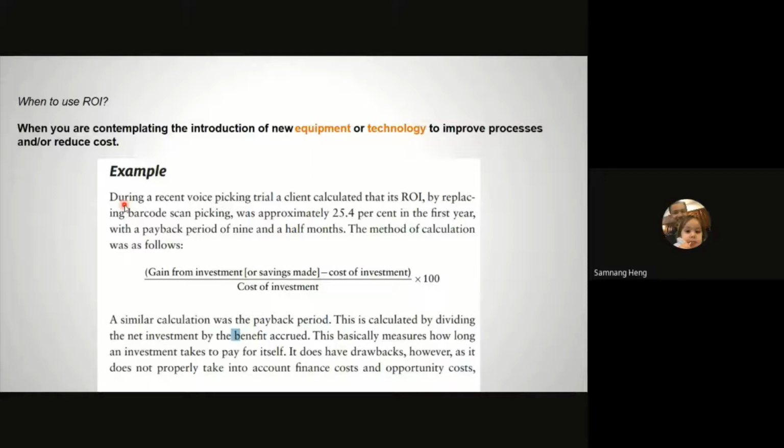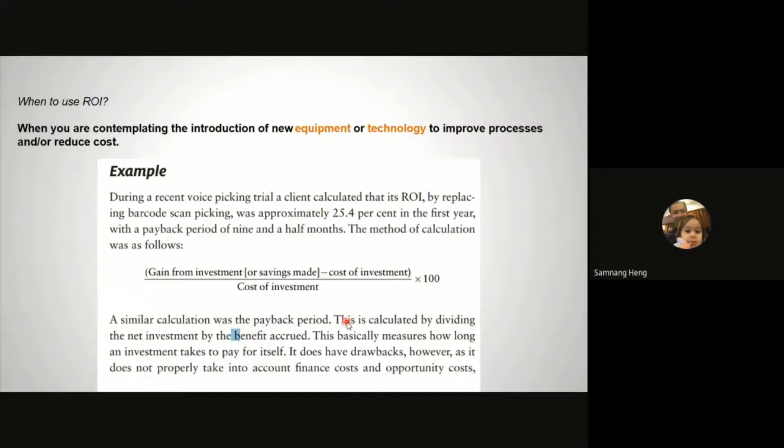So a client calculated that its ROI for replacing the barcode scan picking, so they want to replace the barcode one, was approximately 25.4%. So they calculated ROI as a percentage, and this is the formula here, for the first year, with a payback period of 9.5 months. The method of calculation was followed. So the gain from investment, or the saving that we made, minus the cost of investment, divided by the cost of investment, times 100, we would find the percentage, the return on investment.